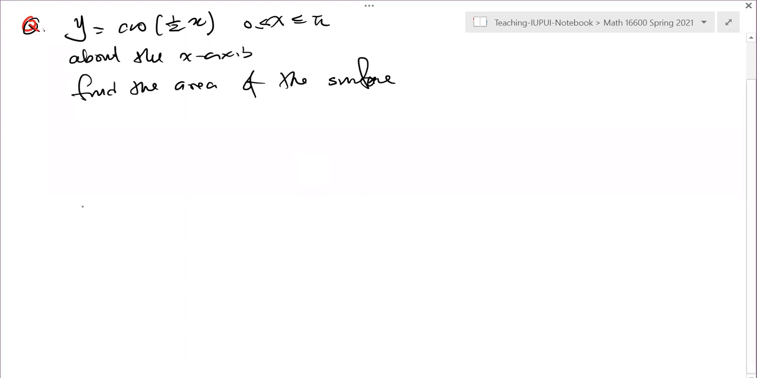So step 1, you draw the graph. You have to draw the graph correctly. Okay, x and y. Now, when x equals 0, cosine 0 is 1. So this is a point here. When x is equal to pi, cosine half pi is 0. So this is a cosine curve.